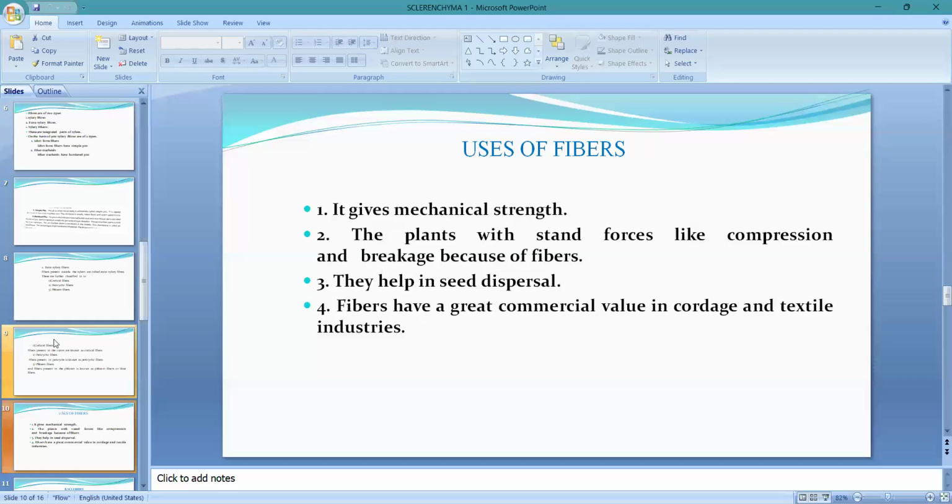So it gives mechanical strength. The plants withstand forces like compression and breakage because of fibers. They help in seed dispersal. Fibers have a great commercial value in cottage and textile industries. These are the main functions of fibers.